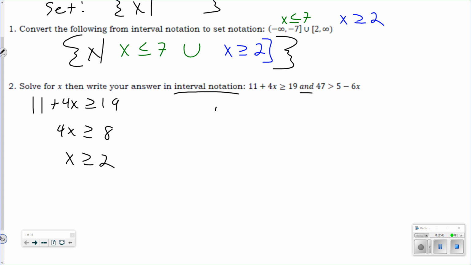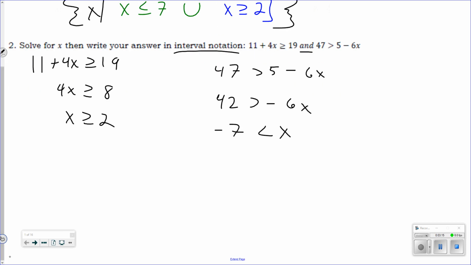For the other one, I have 47 is greater than 5 minus 6x. Subtract the 5, 42 is greater than negative 6x. When you divide each side by negative 6, you get negative 7, but it's now a less than x. Anytime you divide or multiply by a negative, the inequality is going to flip. So now I have x is greater than negative 7.